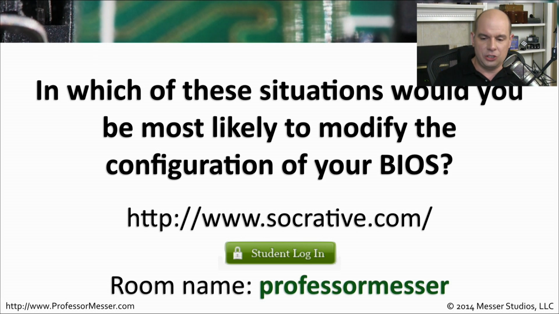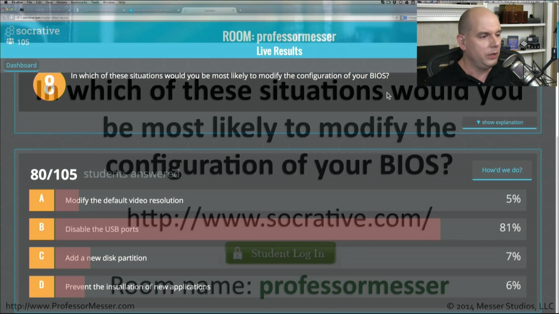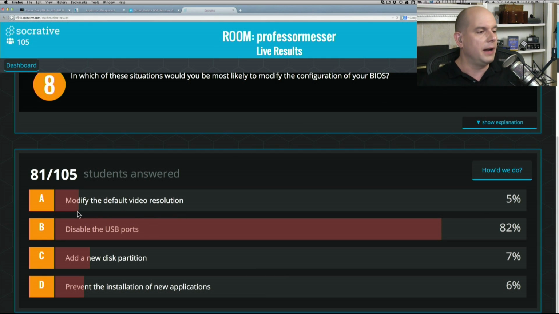So which situation would it be most likely to modify? Let's see what you folks said. So modify the default video resolutions. Those aren't done in the BIOS, so it would not be the 5% that answered A. 82% of you really got the right answer, which is disable the USB ports. 8% said add a new disk partition. You wouldn't add or change disk partitions in the BIOS, generally speaking.